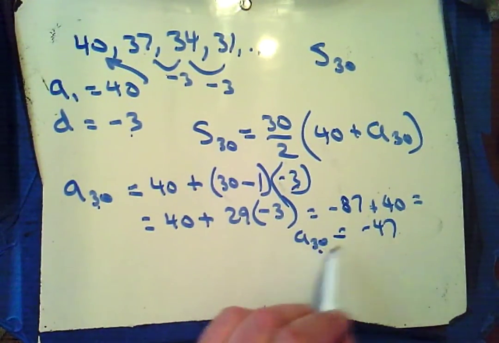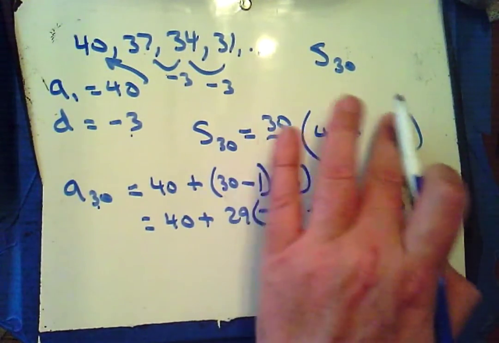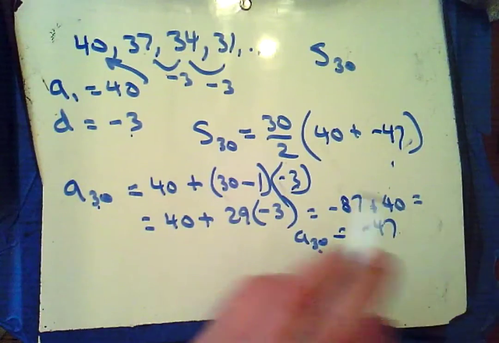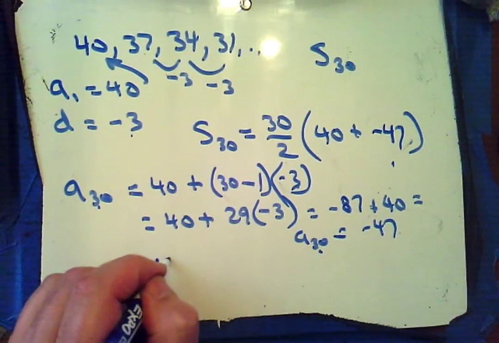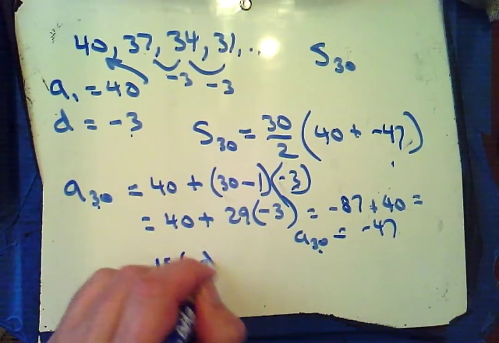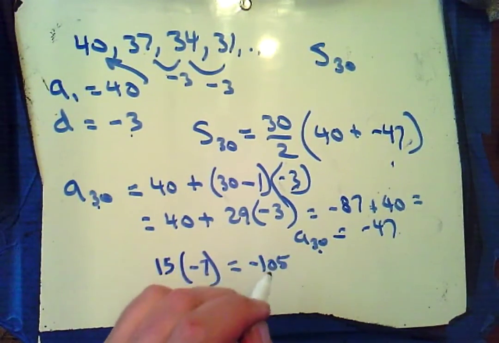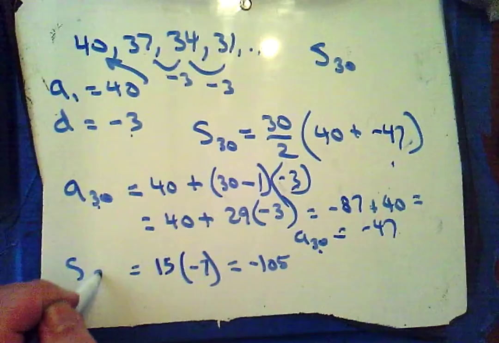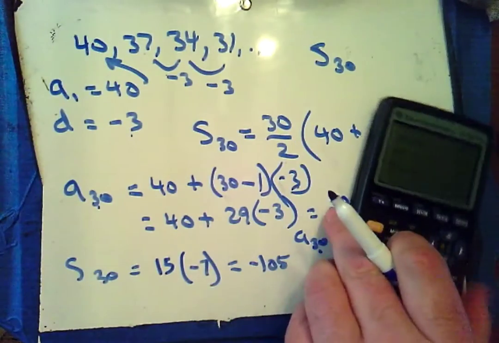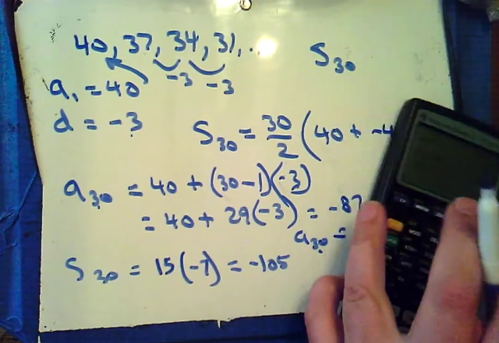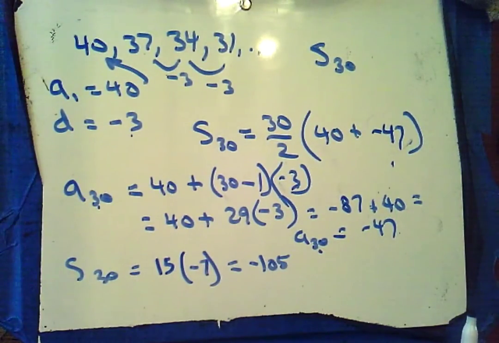So we're going to take this a sub 30 value and plug it in here. We're going to get negative 47 plus 40 is negative 7. And we get 15 times negative 7, which is negative 105, s sub 30. 15 times 7, yes. All right, that's the sum of the first 30 terms.